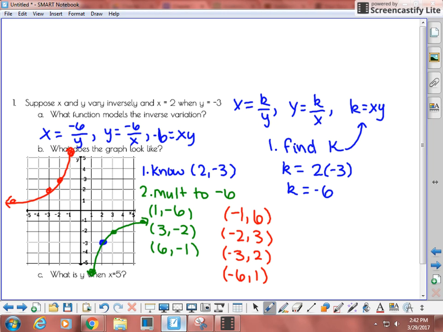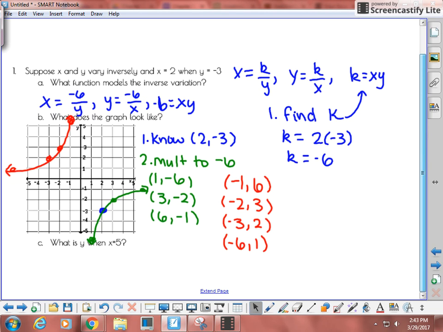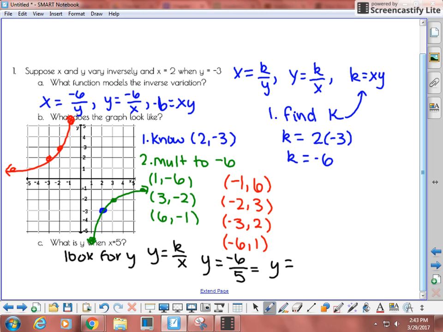So our next question is, what is y when x equals 5? Okay, so if I'm looking for y, which is what we're doing here, my equation for finding y is y equals k over x. Well, I know what k is, and they told me what my x is, so y equals my k value, which is negative 6, divided by 5. So that means that y equals negative 1.2. So let's go back over to our graph, 5 and down 1.2, and that matches up and makes perfect sense.